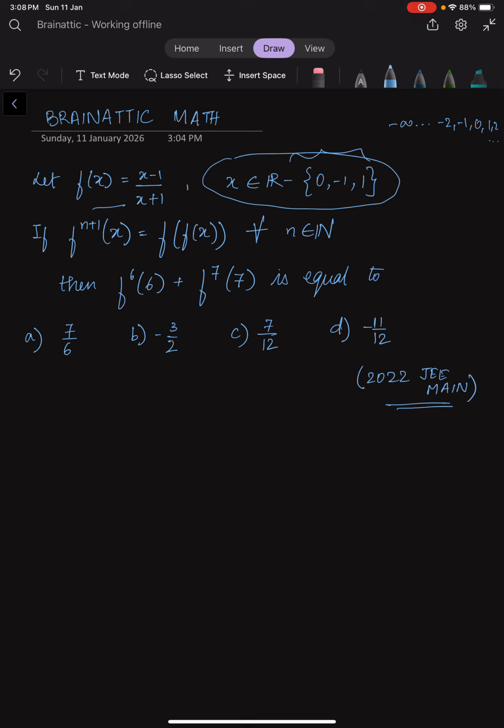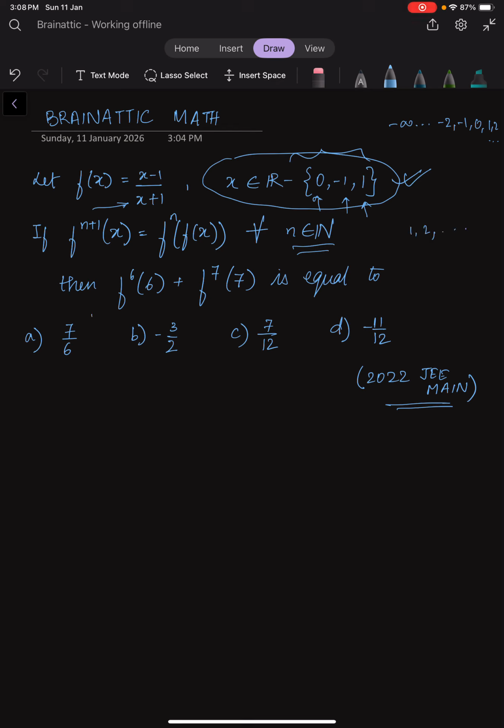Okay, so there is a reason why 0 is not kept there. The reason why minus 1 is not there is because if minus 1 is present, then this expression will tend to undefined or infinity. And for almost a similar reason, the 1 has also been avoided. So this condition we have to understand, it's probably a hint on how you should solve this problem. Then it says that f of n plus 1 of x is equal to f of n of x, for all n belonging to natural numbers. Natural numbers are all positive numbers, 1, 2 and all the way to infinity.